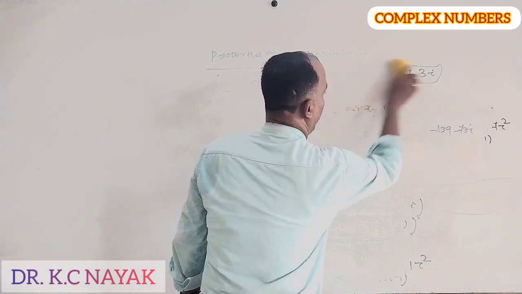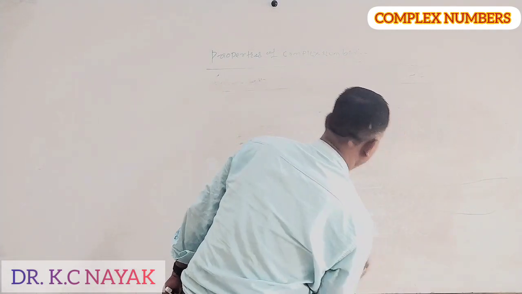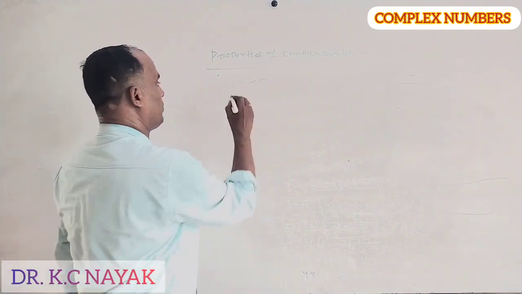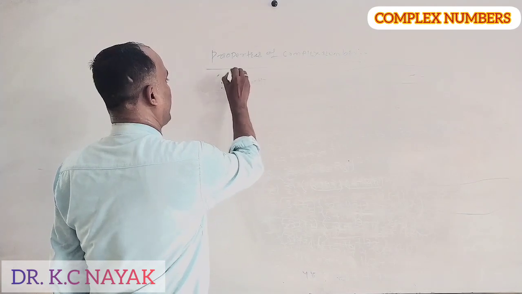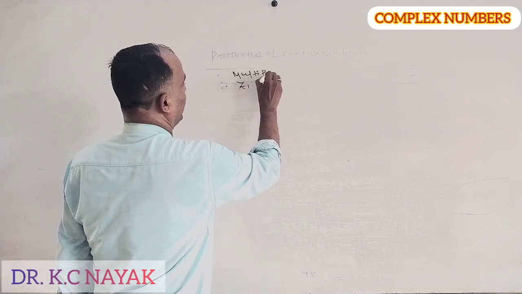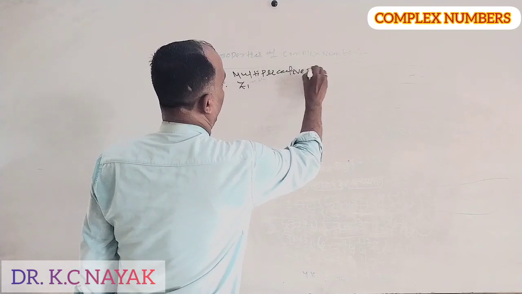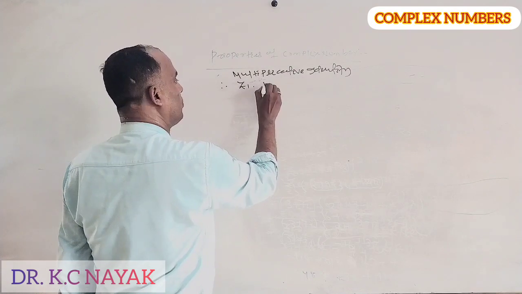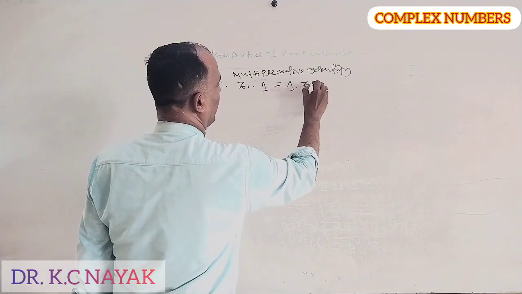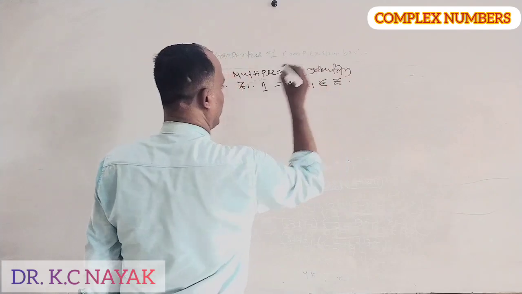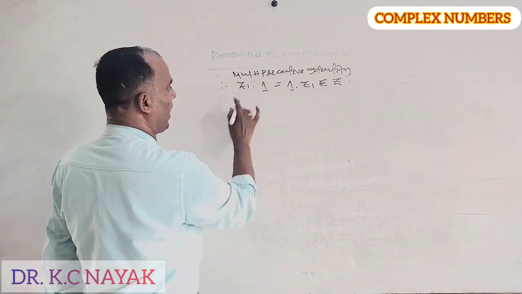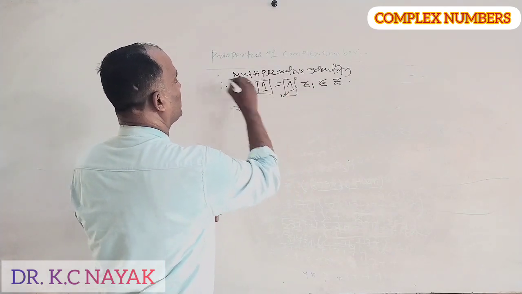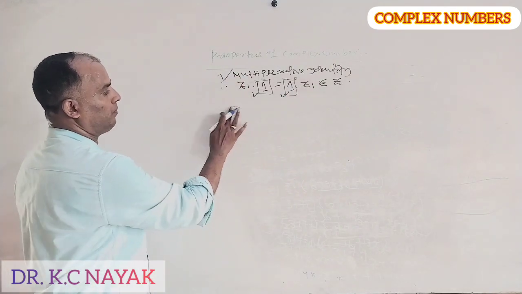What is multiplicative identity here? Just you see, in case of a multiplicative identity, Z1 into 1 is equal to 1 into Z1, which belongs to Z. That means this one is representing multiplicative identity.